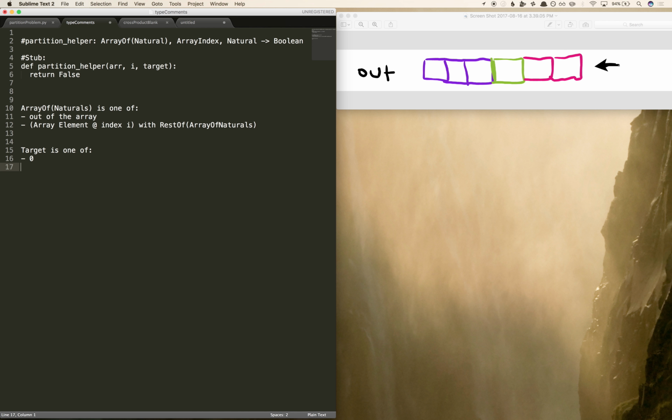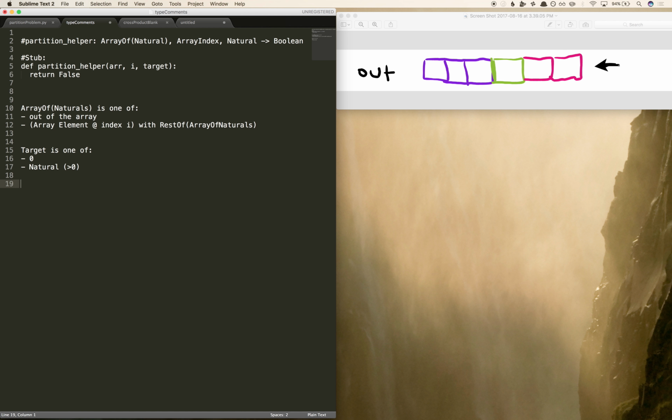So it could be, say, half of the array sums to 10, right? So then the target can be 10, it could be 9, it could be 8, it could be 7, it could be 6. So we could generally say that it's a natural number. The target itself is a natural number greater than 0.